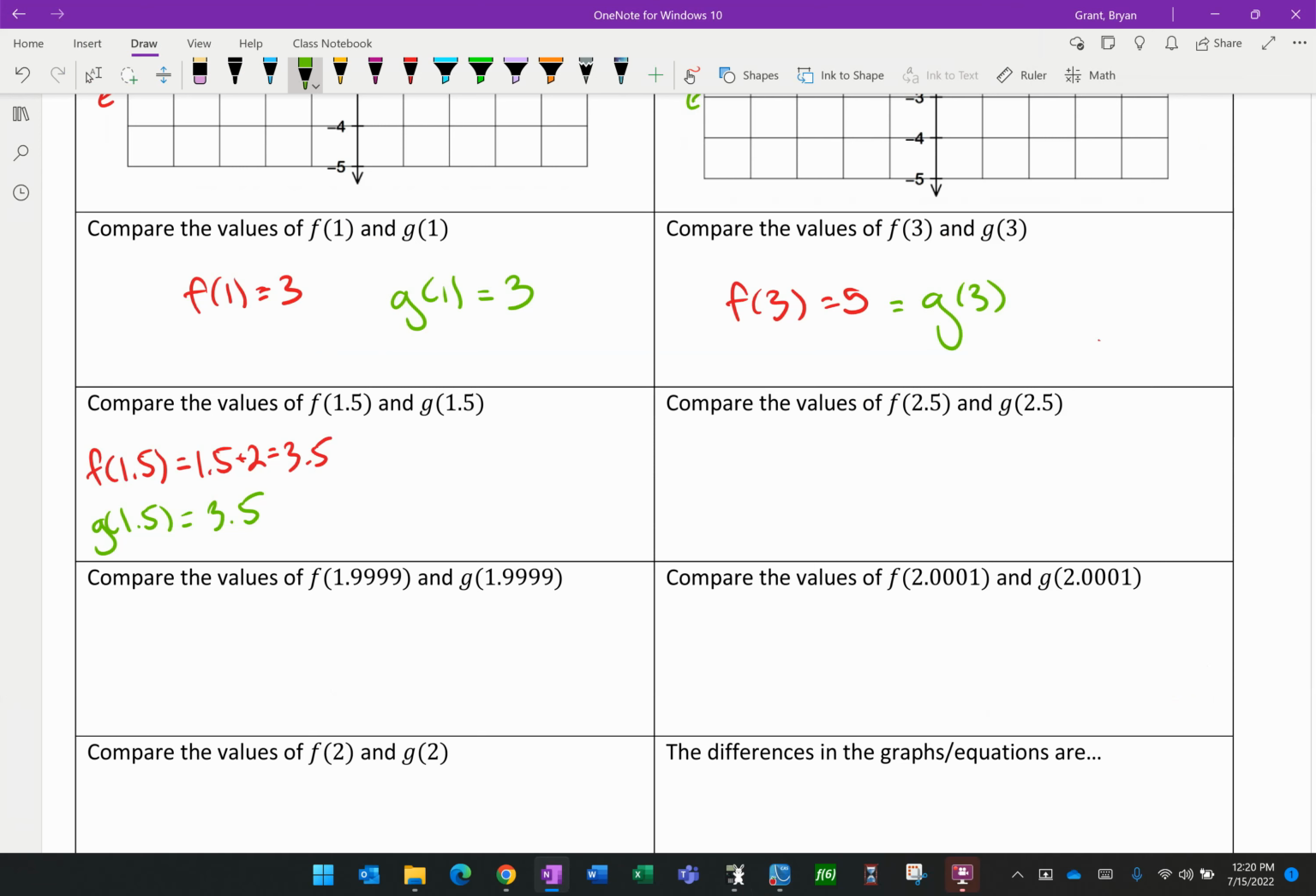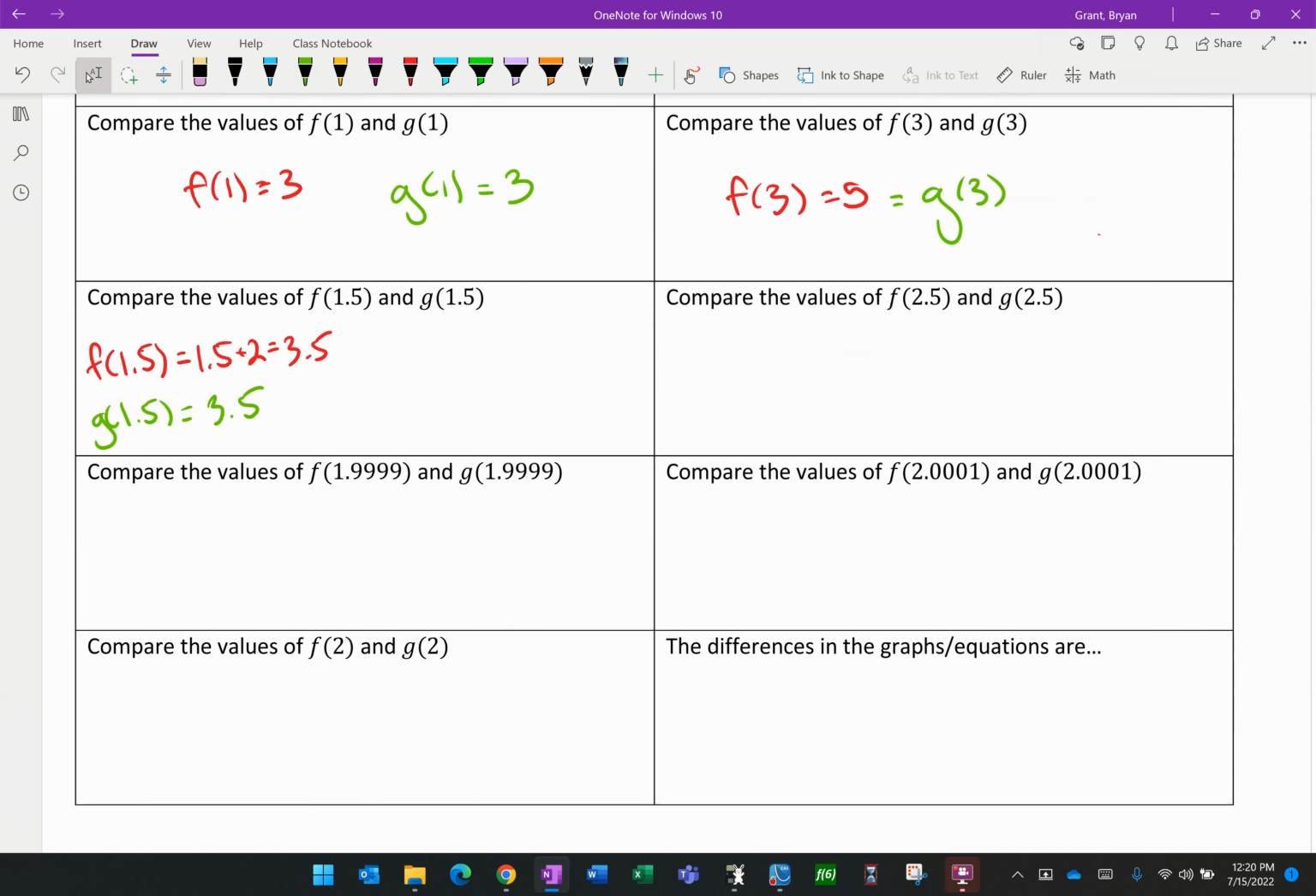So why don't you guys go ahead and determine the rest of these values, and then we'll come back together and chat about them in maybe a minute or two. Just unpause me whenever you're ready. So ready, set, go.